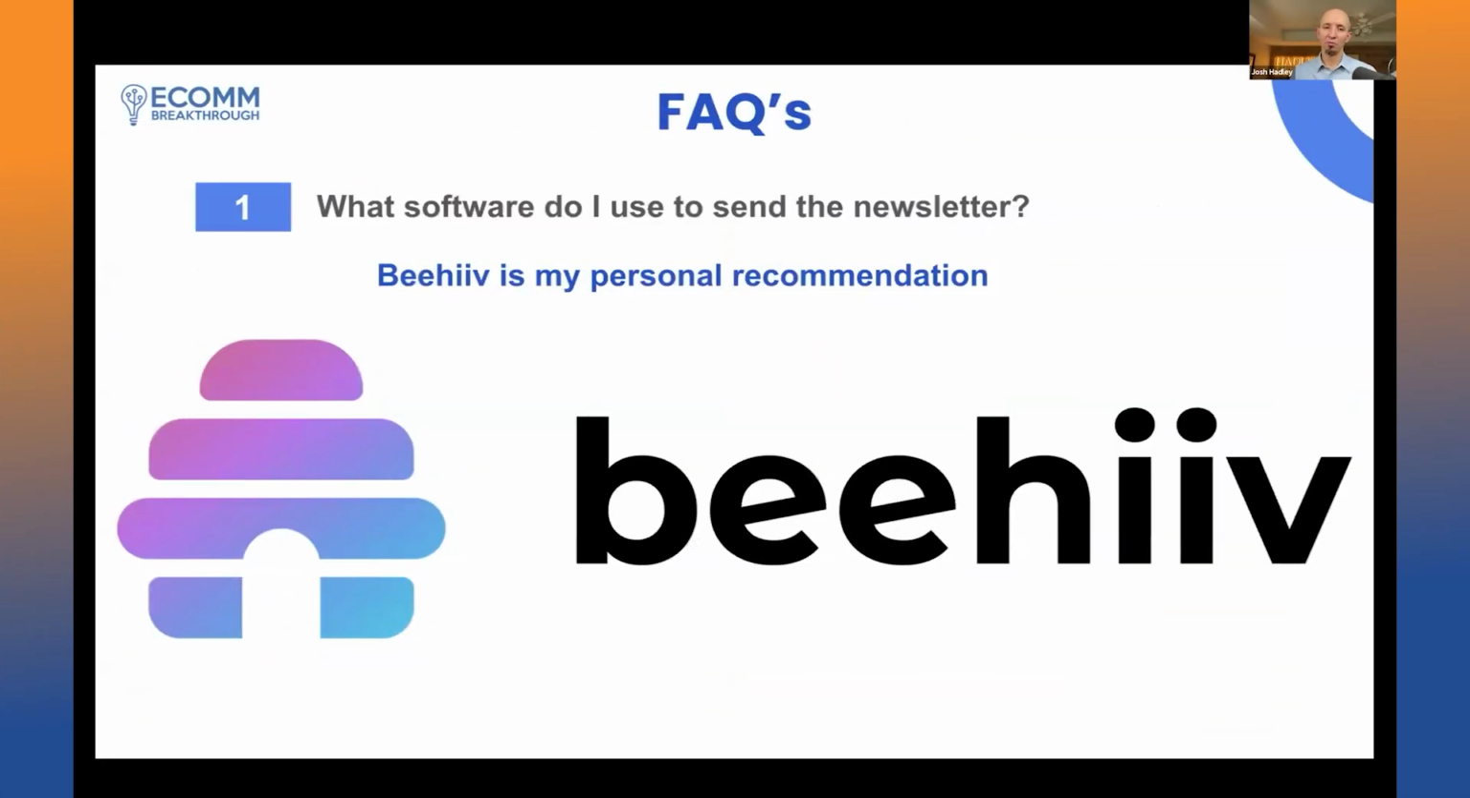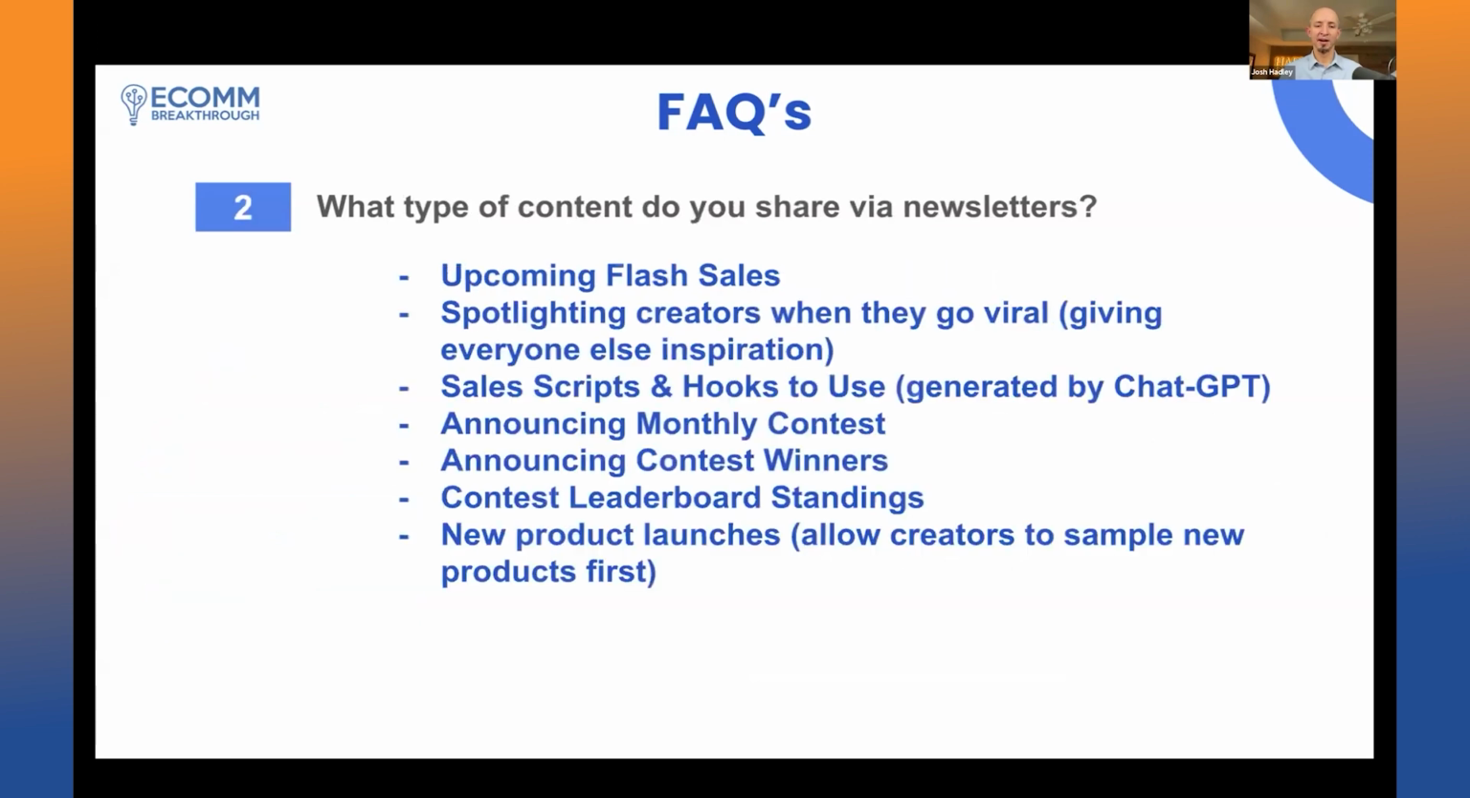All right, so what software do we use to send these newsletters? Right now we're using Beehive. It's my personal favorite. It's super cheap, and it's just really economical. That's my gist for it there. There's some other fancier stuff that you could do with AI and sponsorships if it gets to that point, but for right now, it's just a very basic email platform for us.